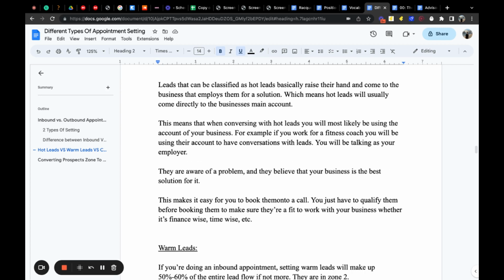These are basically completely aware of the problem. They're aware that they have a challenge or a specific problem they need to solve. And they're also aware, or at least they believe, that your business is the perfect business to solve that problem. They don't need any convincing. They already know that they need to come to the business you're working for to solve that specific problem. This makes it easy for you to book them onto a call. You just have to qualify them before booking them to make sure they're a fit to work with your business, whether it's finance-wise, time-wise, etc.